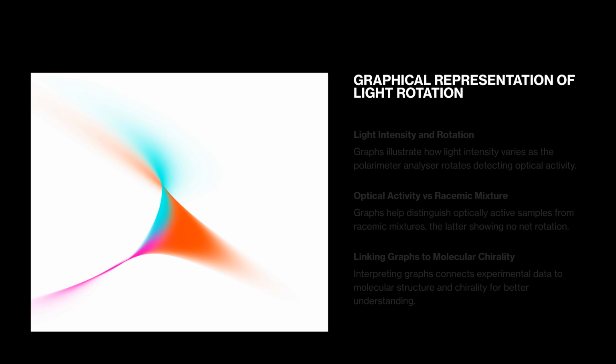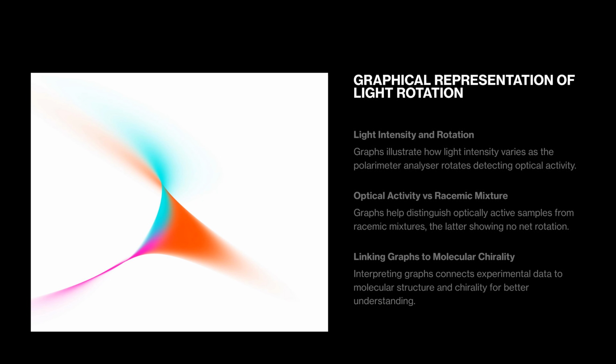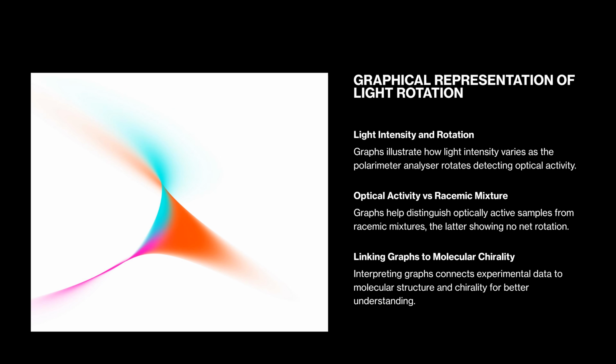Graphs and charts are often used to represent how the intensity of light changes as the analyzer in a polarimeter is rotated. For example, a graph showing light intensity against angle of rotation can illustrate how the analyzer detects the rotation caused by an optically active substance.